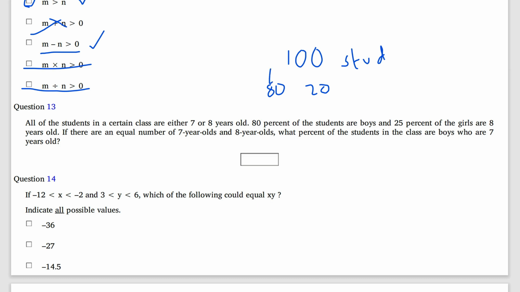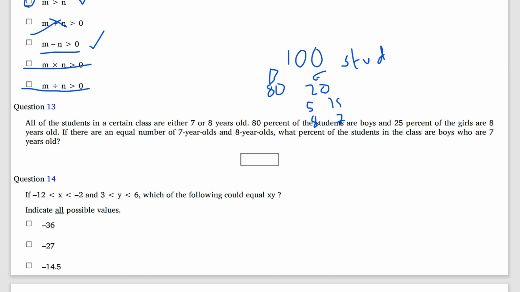Okay, just immediately start picking numbers to work out what's going on. 25% of the girls are 8 years old. So 25% are 8 years old. 25% of 20 is, what is that? 5. So 5 of them are 8, and that leaves 15 of them that are 7, because it says you're either 8 or 7. Okay, you definitely in the test want to have better handwriting than me, but hopefully you can still read what's going on.